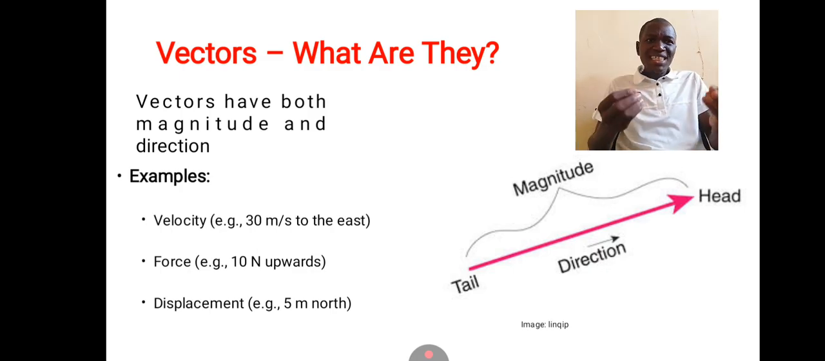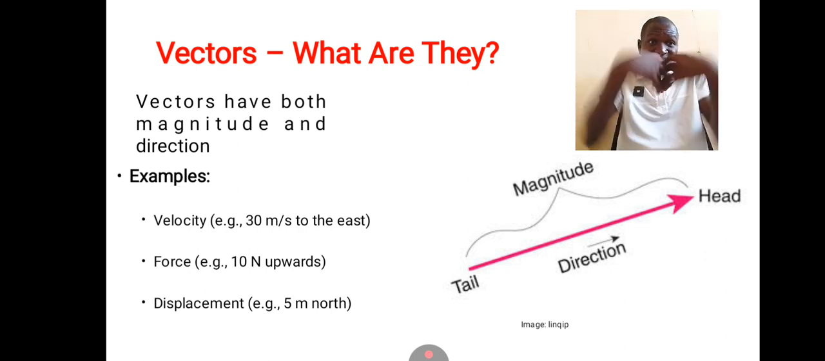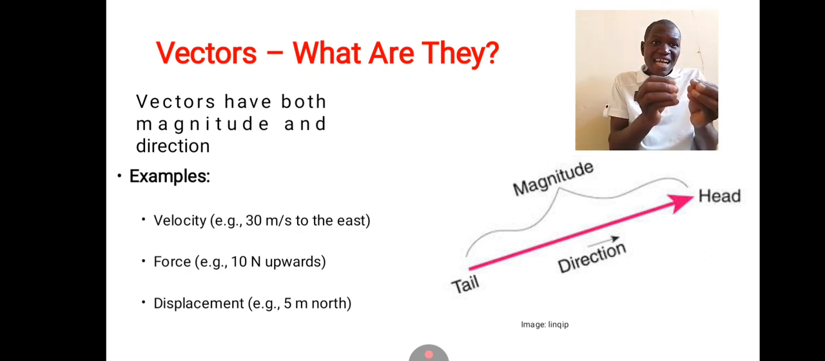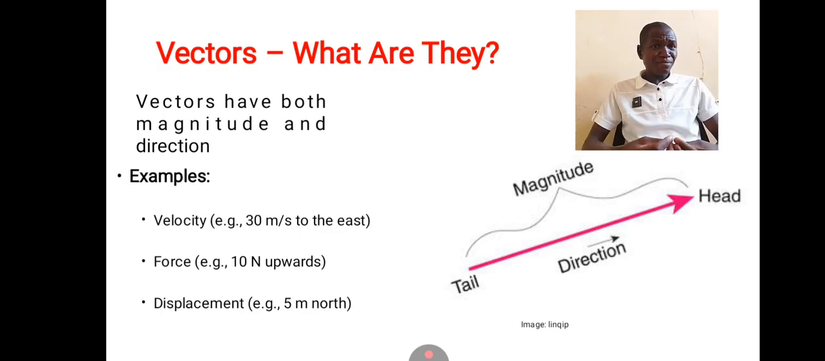So all quantities that have magnitude, that is, they can be measured, they can be quantified, they have size, and have direction, they are referred to as vector quantities. I hope this is clear.